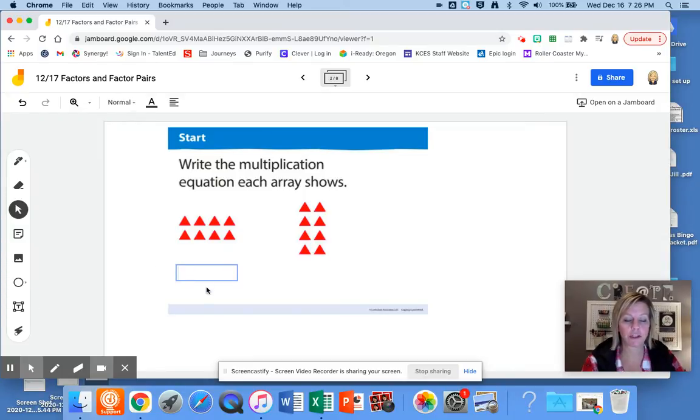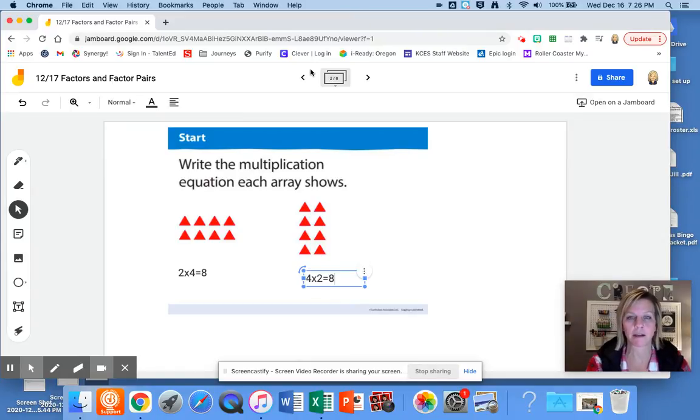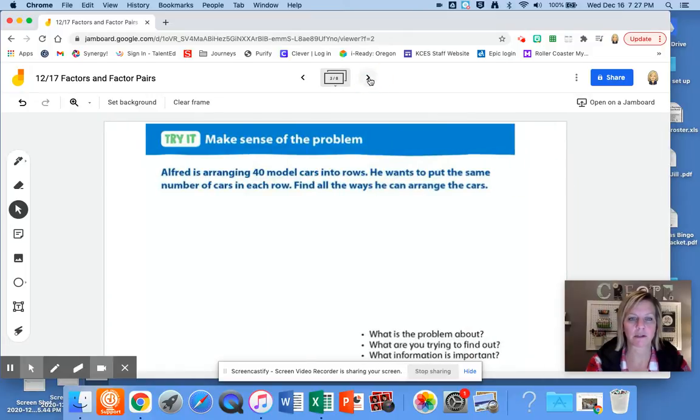All right, so if you wrote 2 times 4 equals 8 under this array, that is correct because you see two groups of 4. And if you wrote 4 times 2 equals 8 here, that is correct because you see 4 groups of 2. Although the product, or the answer, is the same, the picture looks different and the multiplication problem should match the array. Okay? All right, let's move on to the next one.